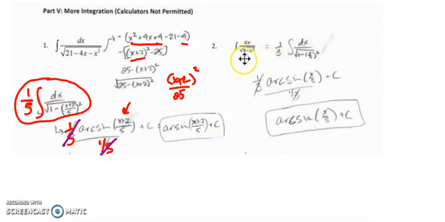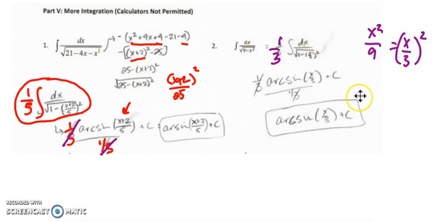All right, the next one is also an arcsine problem, but one that does not require completing the square. This one is just when I factor out the 9 here. If I factor out the 9 from underneath the radical, I have this 1/3 out in front, and then the x squared will be over 9, which is the same thing as (x over 3) all squared.